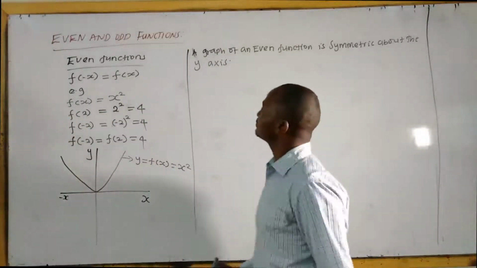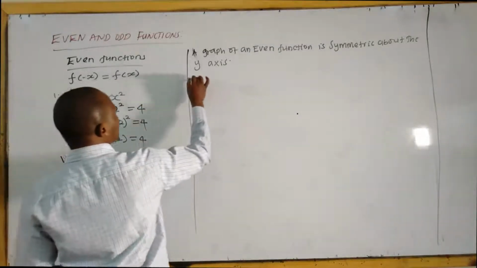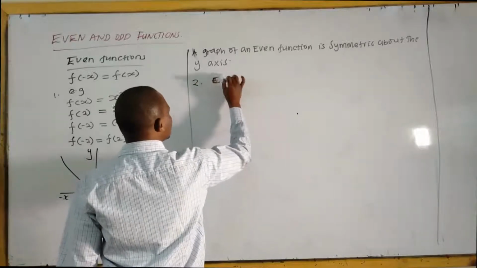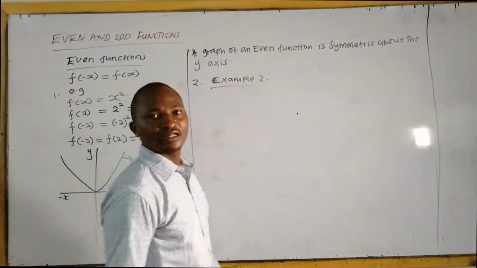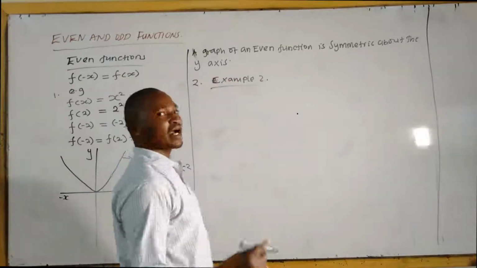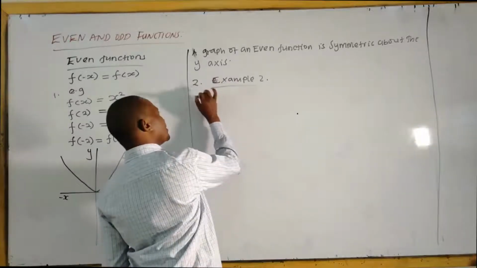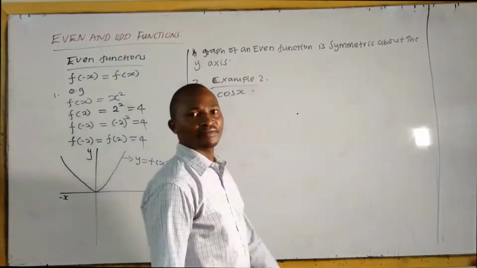Let us try another example. This is example 1. Another one, example 2. Let us draw the curve of y is equal to cosine of x. Or we can say y is equal to cos x.